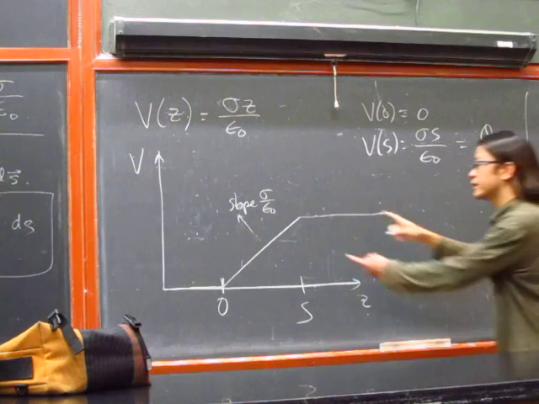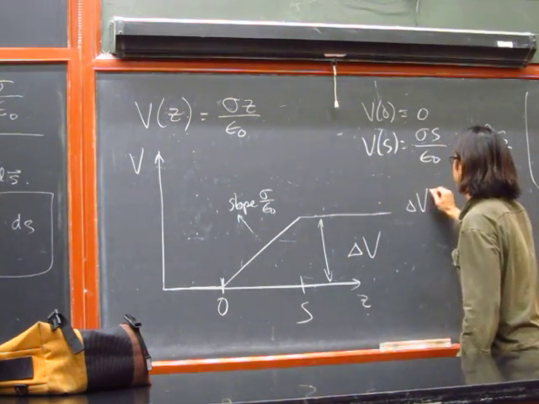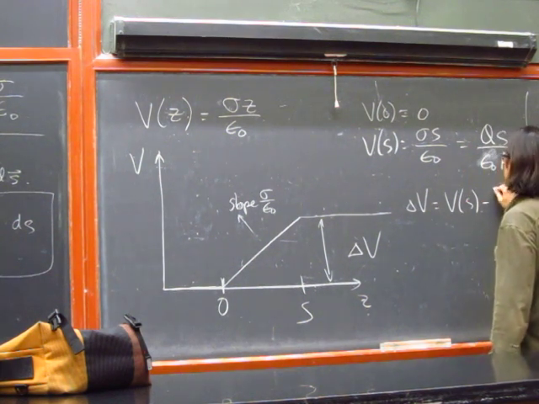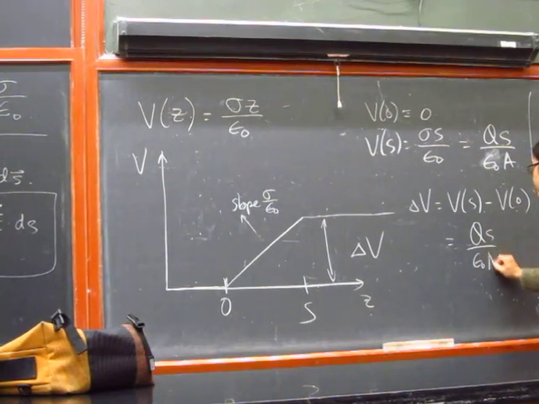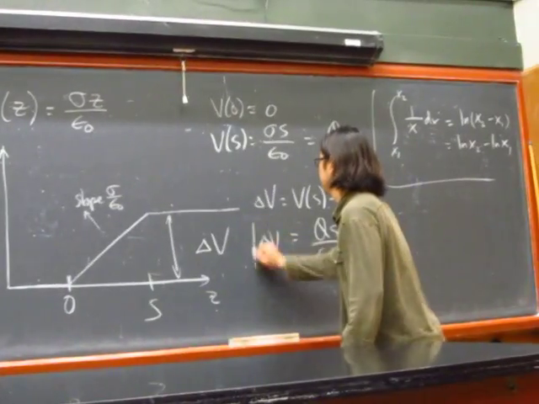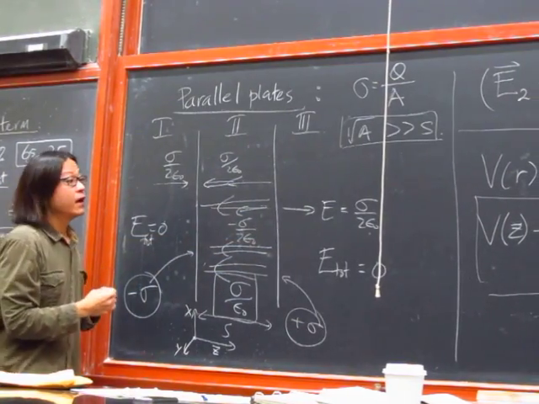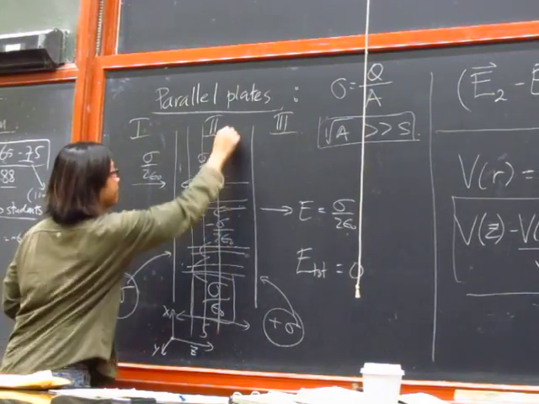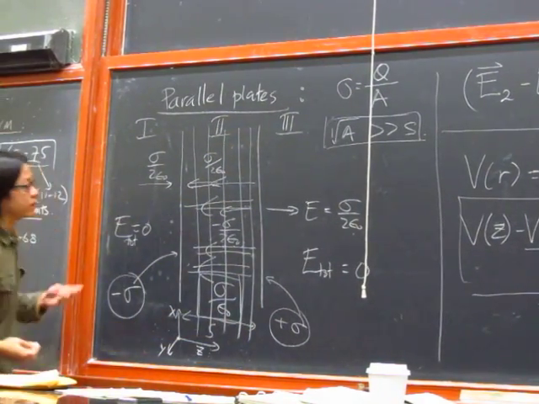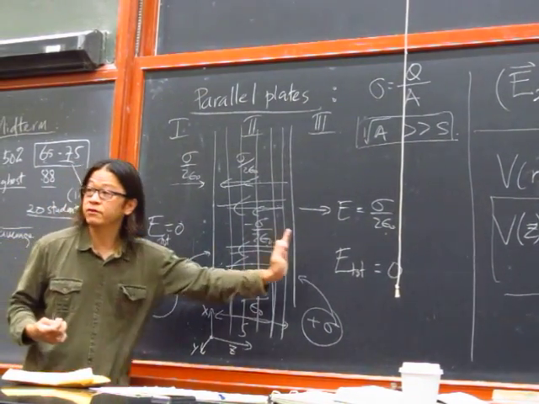If I look at the potential difference, delta V, the delta V is V at S minus V naught, given by Q S over epsilon naught. This is the potential difference between these two slabs. And the equipotential surfaces look like this. The potential increases as you go from the left slab to the right slab.